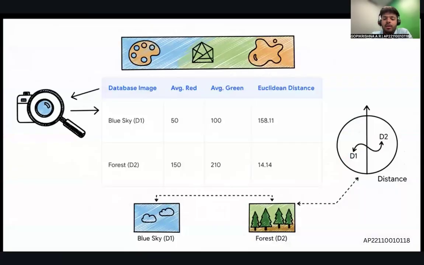Let's take a simple example. Say your picture is a forest. Now let's compare it to two other pictures. Let one be a bright blue sky, and based on the distance, let's say the math tells you it is 158. And there's another picture of a forest, and the distance is only 14. So the system knows just from the numbers that the second forest is much better. It's all just plain, simple math.